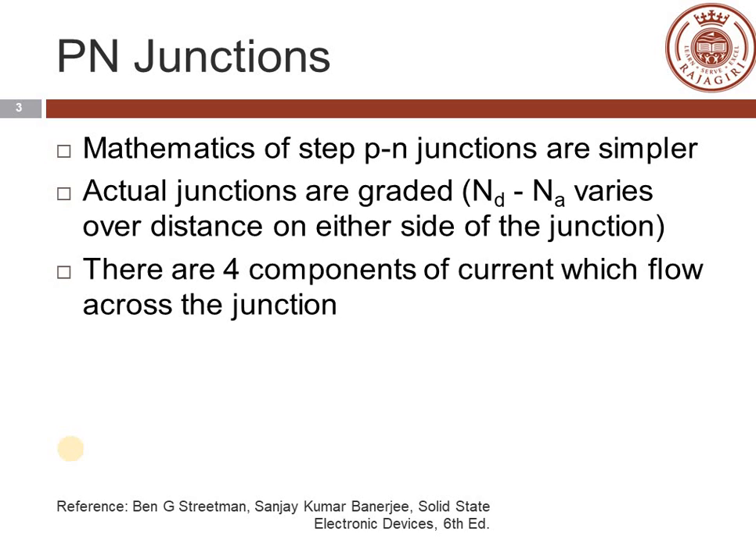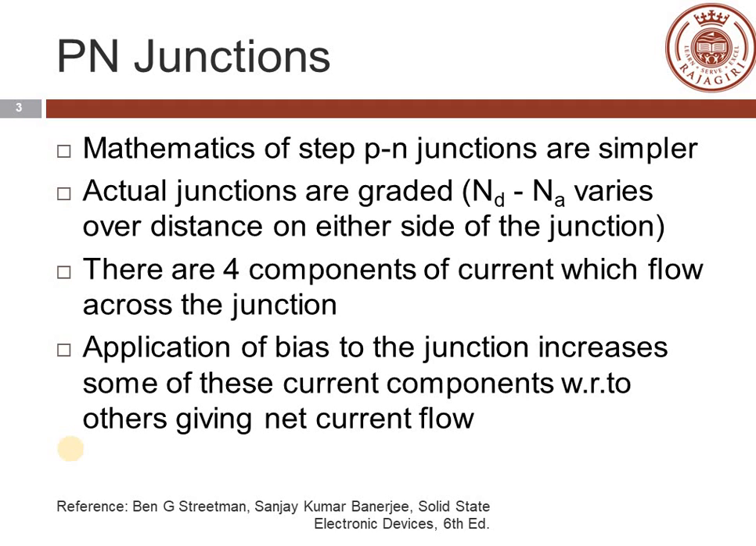There are 4 components of current which will flow across a PN junction. We have seen those components, which consist of a drift component and a diffusion component, in which drift has an electron as well as a hole component. Similarly, diffusion has an electron as well as a hole component of current.